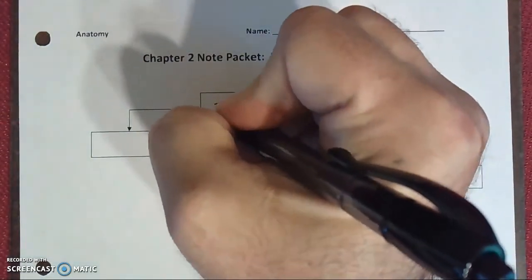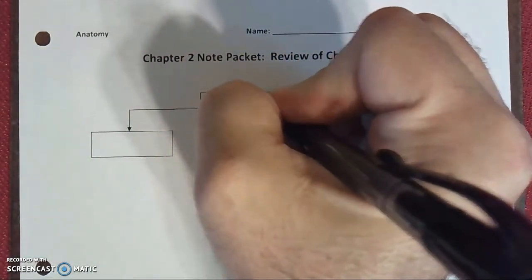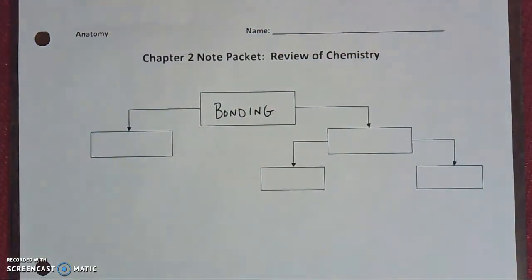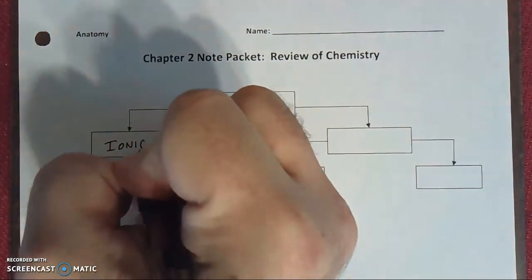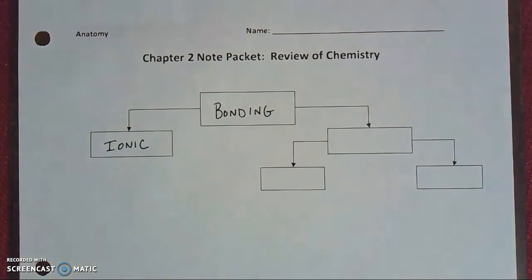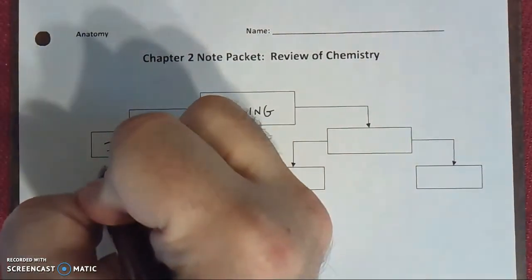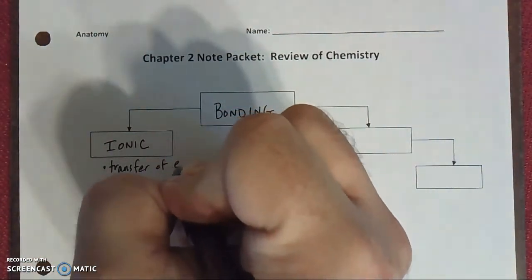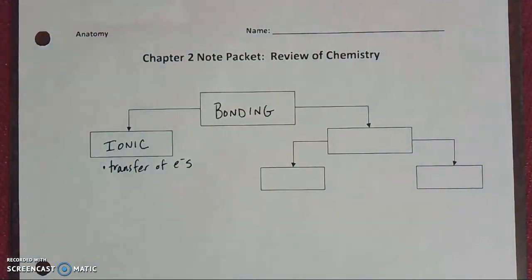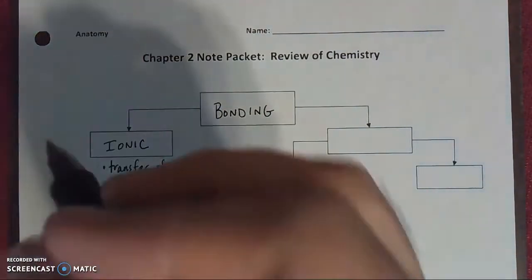So that is what is going to go in this first box. I'm going to break bonding into two main categories. And if you remember from chemistry, these categories are based on how electrons are treated. So the first category that we're going to look at is ionic. And ionic bonding involves the transfer of electrons. And I'm going to abbreviate electrons with a little e minus since they have a minus charge.